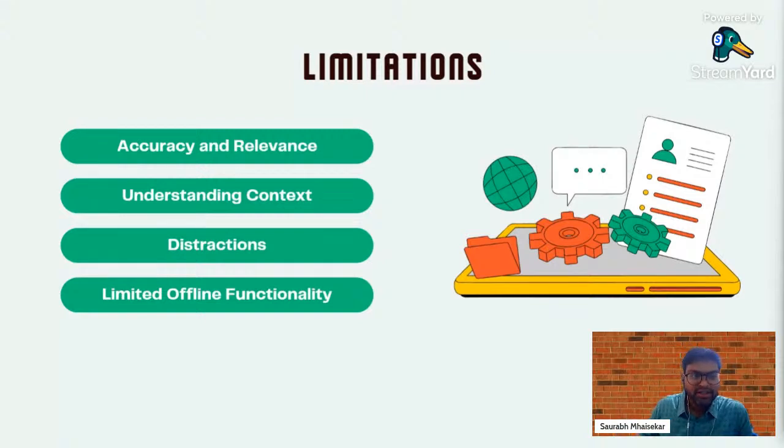So the first is accuracy and relevance. While Copilot can be remarkably intelligent, it is not infallible. It can make mistakes, and basically its response is based on the patterns it learned. So just to give an example of the pattern I told you about, it can create different responses at different times based on how you write your words.